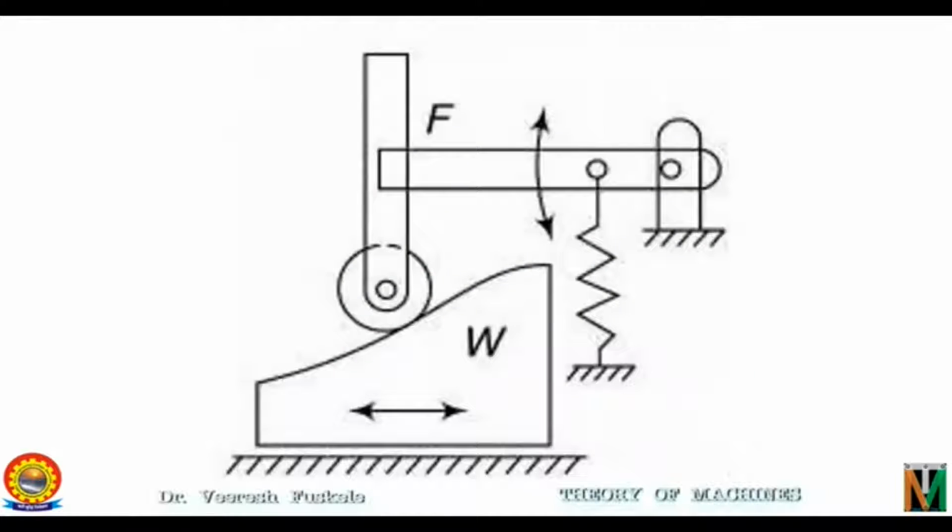Similarly, for this oscillating roller follower, again we have spring to ensure that the follower can be driven in this direction by rotation of the cam, but to ensure that the contact is always maintained even while the follower has to come in this direction, it is the spring which will help to maintain the contact between the roller and the cam surface.